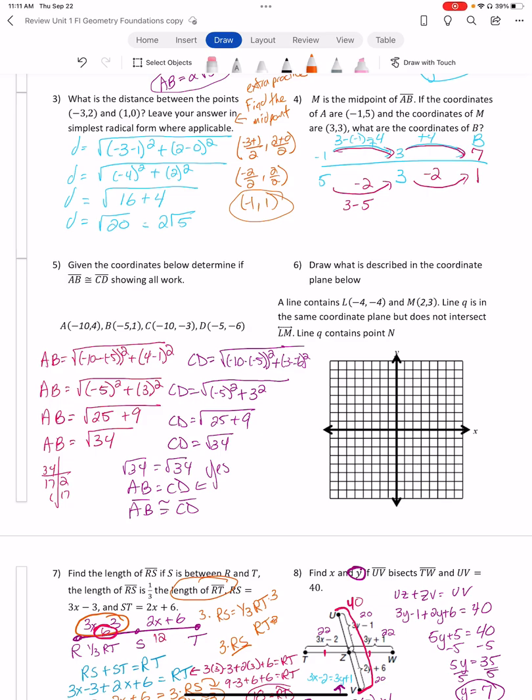Okay, so here is the review for 1A. So we're going to be going through all the vocabulary stuff, something you guys really struggled with.